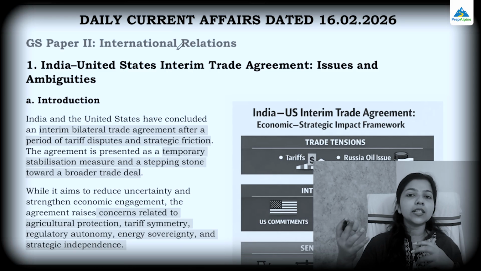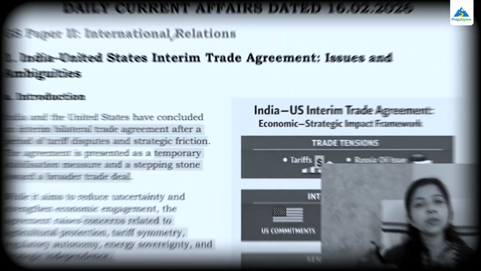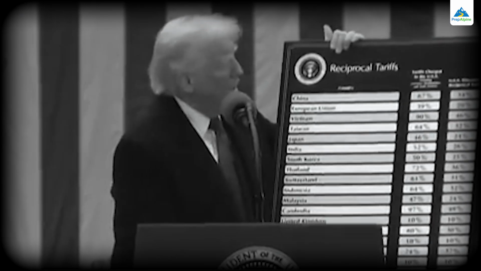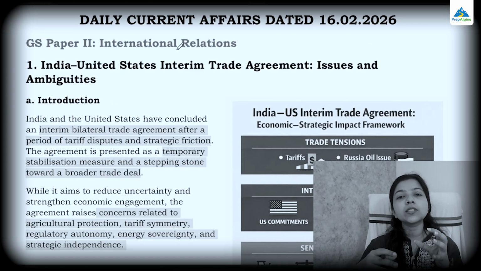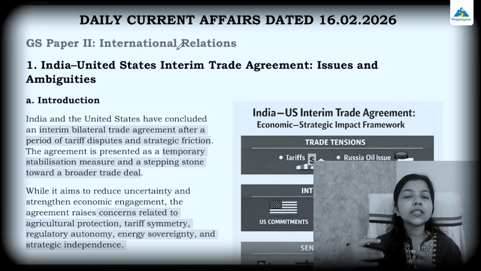India-US interim trade agreement. As we know, in the last 6-8 months, India and US trade relations have not been very good. Interim trade agreement is a step towards reducing the friction that was created in the India-US trade relationship. It is a stepping stone towards a broader trade agreement that can be signed in the future.